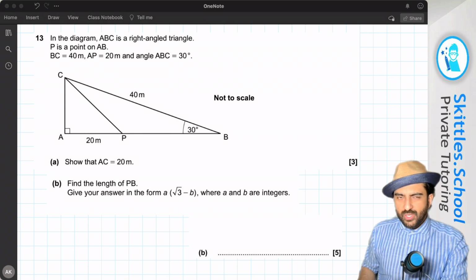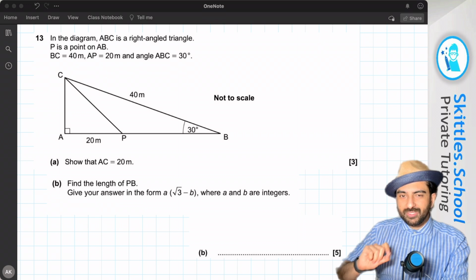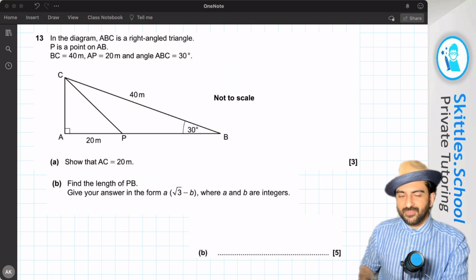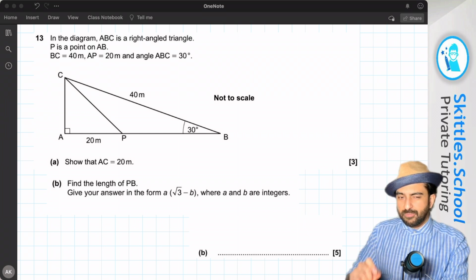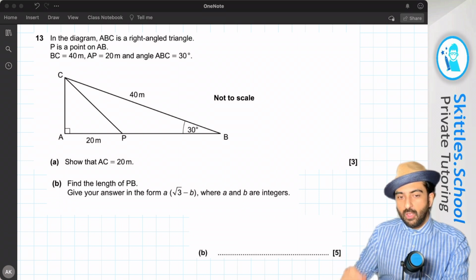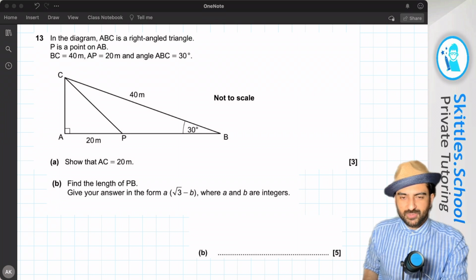Now there's two parts to this question. Part A states that we need to show that AC is 20 meters, and that's a 3-mark question. And part B says we need to find the length of PB, and we need to give our answer in the form A brackets root 3 minus B, where A and B are both integers, and that's a 5-mark question.